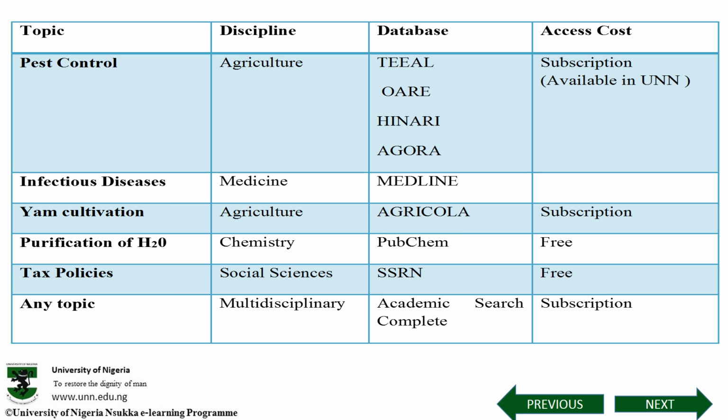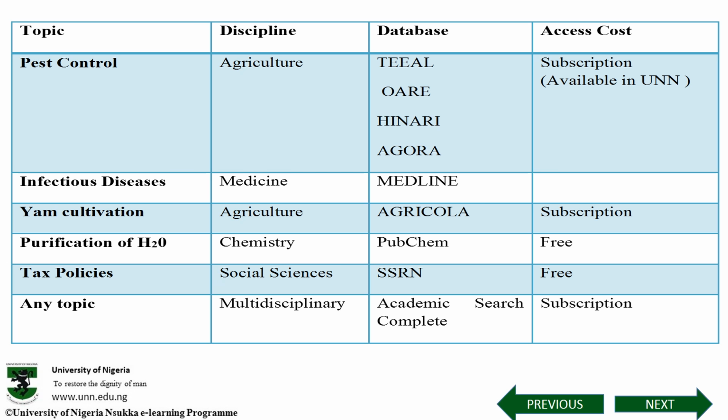In this slide, we're going to look at some topics and their disciplines and the possible databases you could look up. Now we have pest control. You're searching for pest control. You already know, or you should know, that the discipline is agriculture. Agriculture as a discipline for pest control should lead you to databases such as Till, Oare, Hinari, or Agora. You can look up the GSP 111 textbook for the full meanings of these database acronyms.